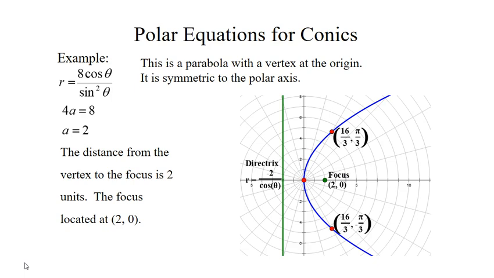And the directrix is 2 units in the opposite direction, so we have r cosine theta equals -2, or x equals -2 in rectangular form. Or if you isolate r, you get -2 over cosine theta.